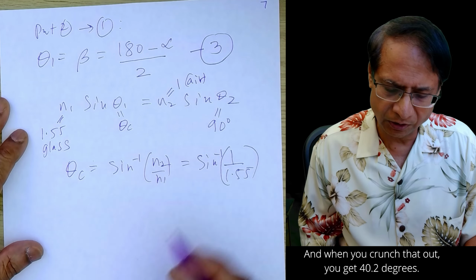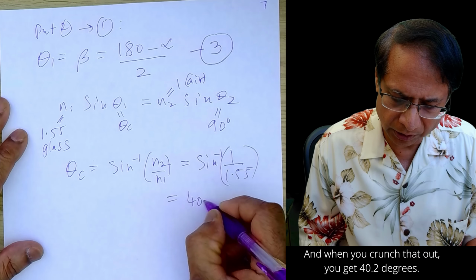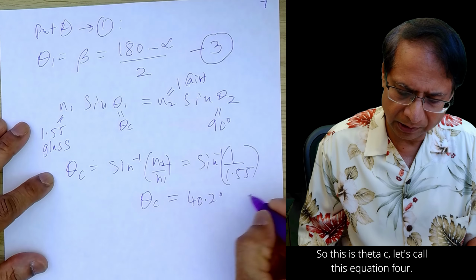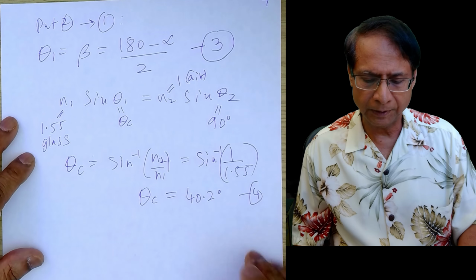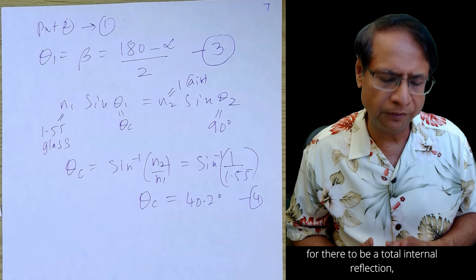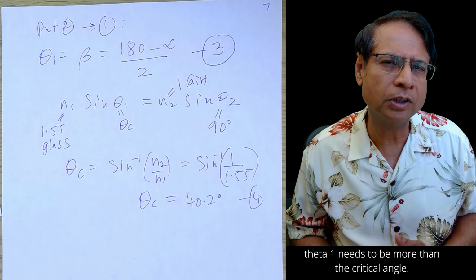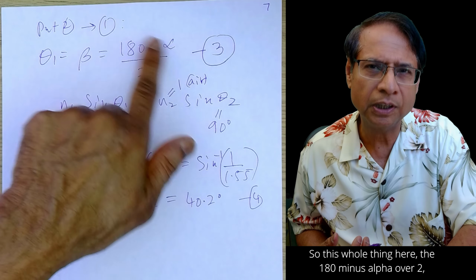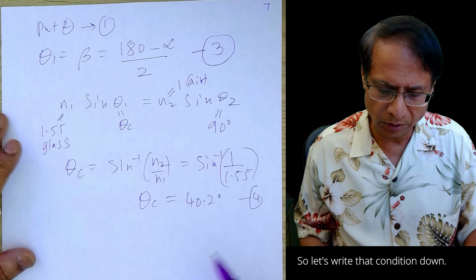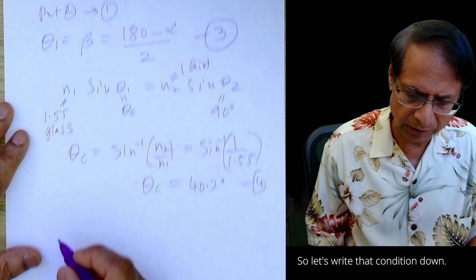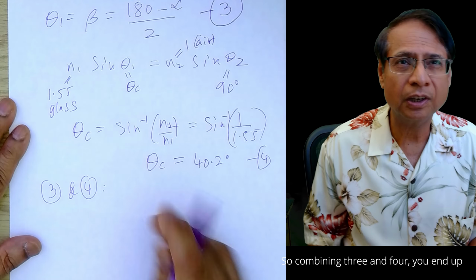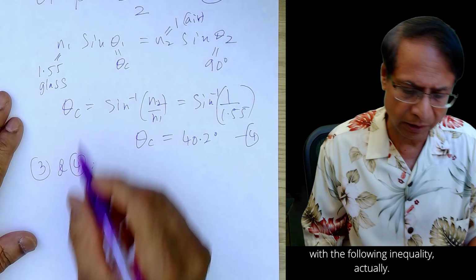And when you crunch that out, you get 40.2 degrees. So this is the critical angle, theta c. Let's call this equation 4. Okay, so now going back to equation 3, for there to be a total internal reflection, theta 1 needs to be more than the critical angle. So this whole thing here, 180 minus alpha over 2, needs to be more than 40.2. So let's write that condition down. Combining 3 and 4, you end up with the following inequality.